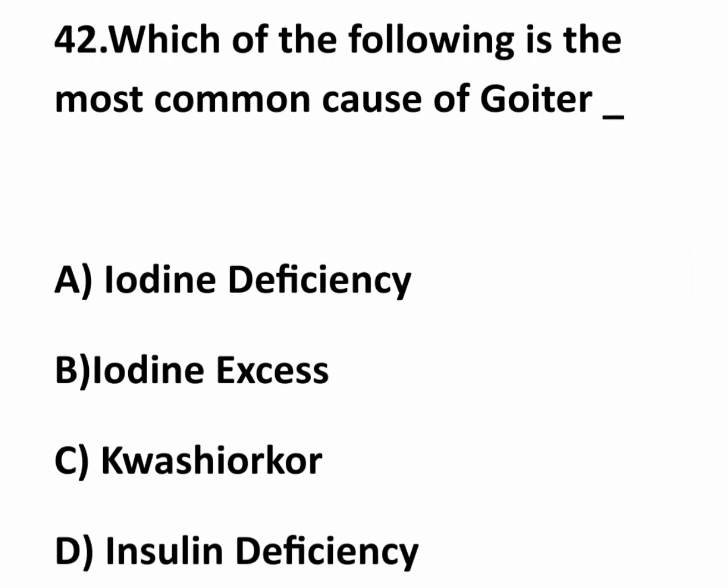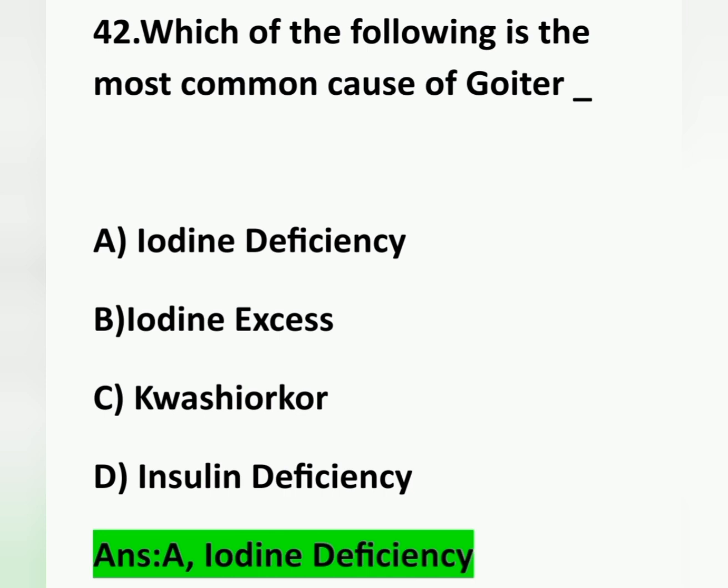The next question, which of the following is the most common cause of goiter? Correct options, option A, iodine deficiency, option B, iodine excess, option C, kwashiorkor, option D, insulin deficiency. Question, most common cause of goiter. Correct answer is option A, iodine deficiency.